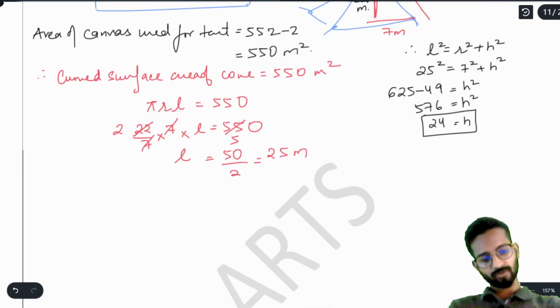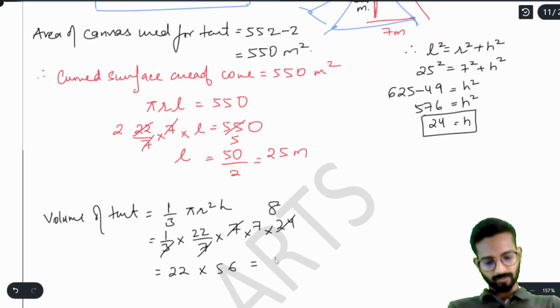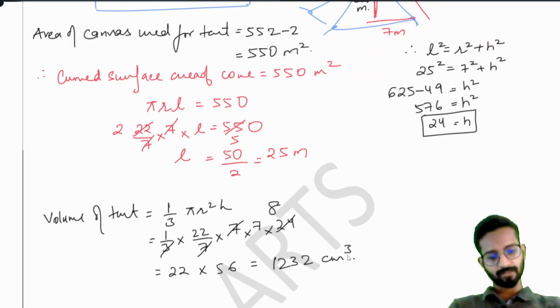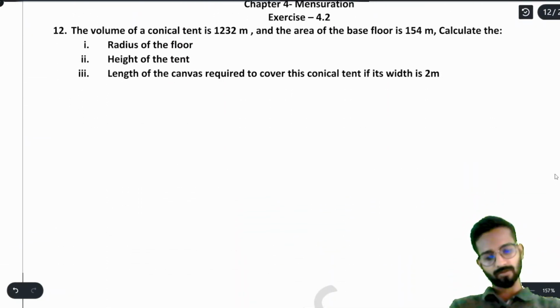Now volume of the cone. So volume of tent is equal to 1 by 3 pi r square h, 1 by 3 pi, r is 7, height is 24. So 7 7 gone, 3 8s are 8 7s are 56 into 22. It will come around 1232 centimeter cube. This is the volume of tent. This is what we were supposed to find out. Okay. Now this is question number 11 for you. Now question number 12.